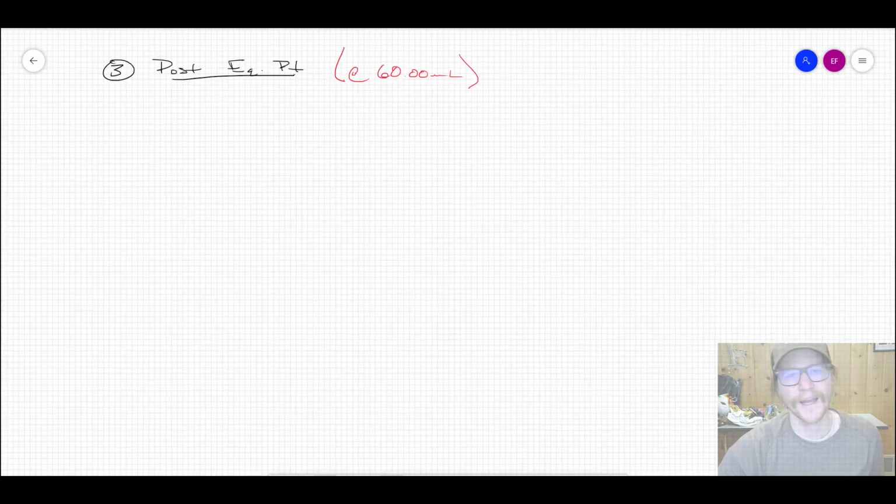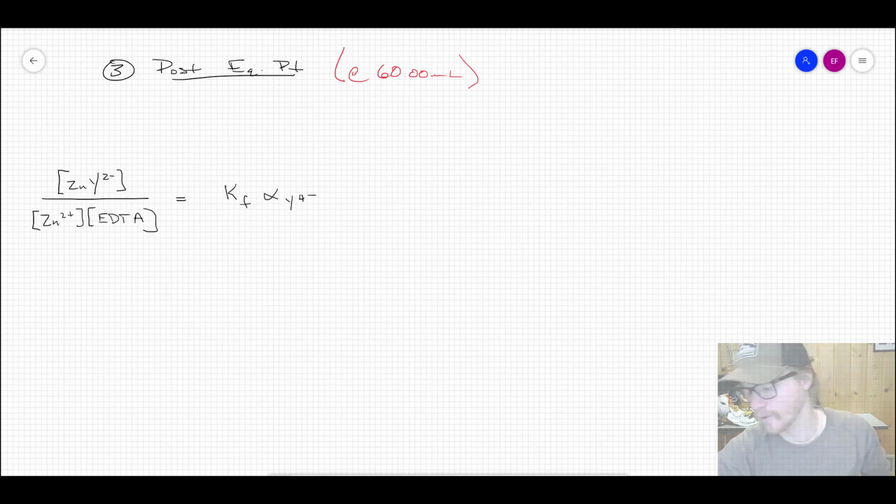Okay, so last step is then just post-equivalence point. So here we're talking 10 mils past, at 60. And remember when we did this in the regular EDTA titration, we're just setting up the same equilibrium expression, but adjusting the concentrations of those species for the dilution factor, since we just added a bunch of EDTA to the original 50 mil volume. So that equilibrium expression looks like this.